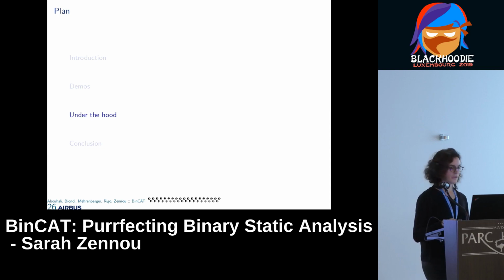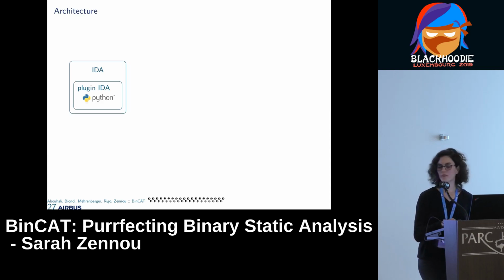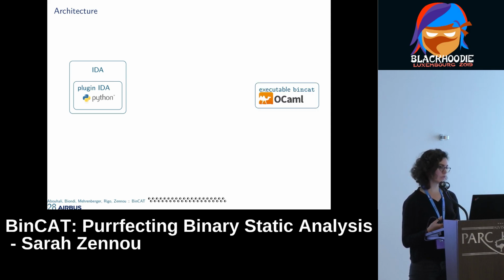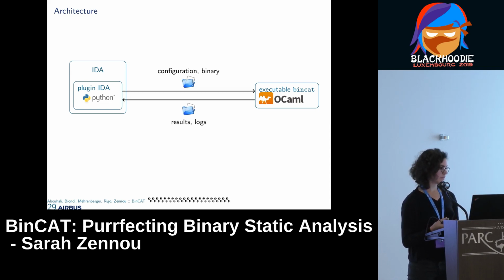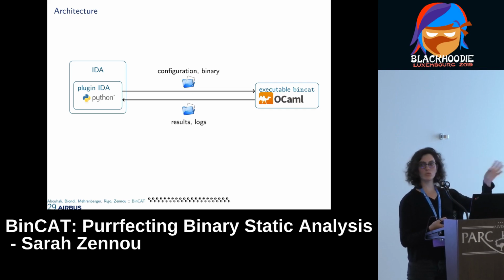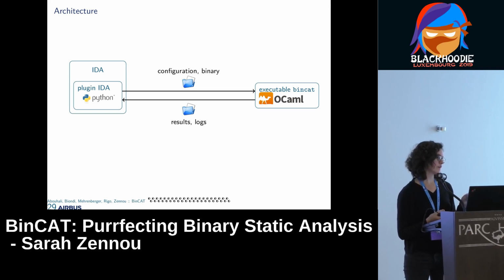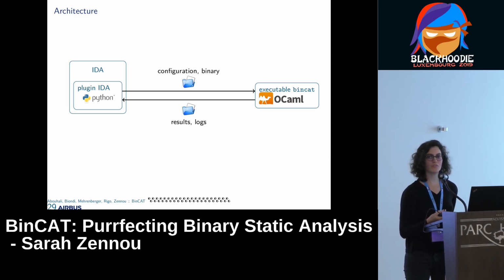So how does it work internally? You've seen that on one side you have IDA and this plugin mechanism. So we have a plugin in Python for IDA. On the other side, we have a complete standalone executable, which is written in OCaml, and the communication between the two modules is done with text files. This is mainly due to the fact that IDA doesn't manage DLLs well for 64-bit architectures.